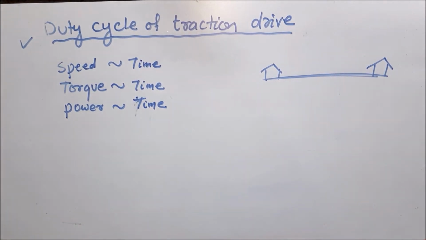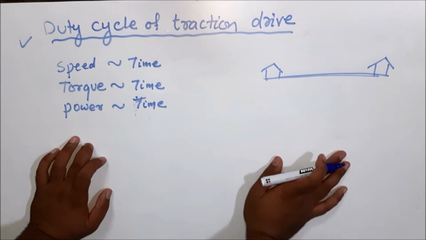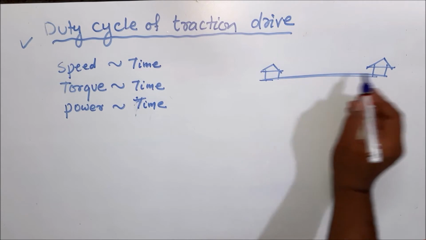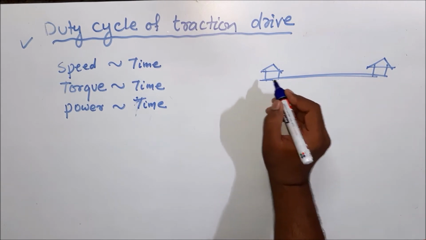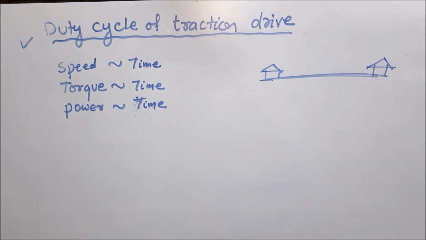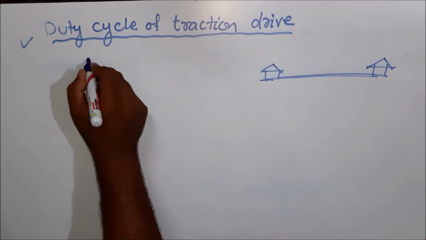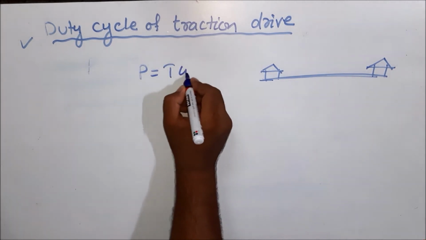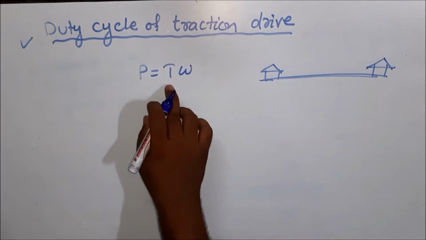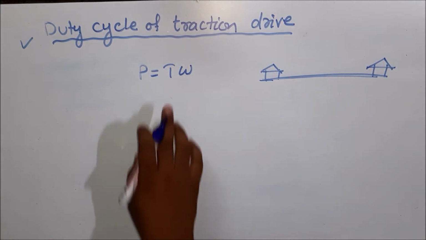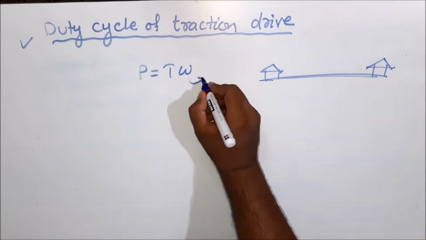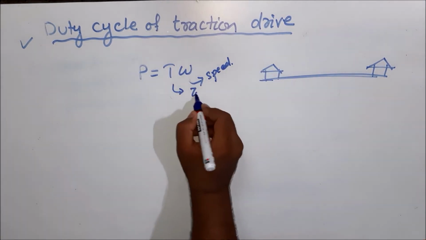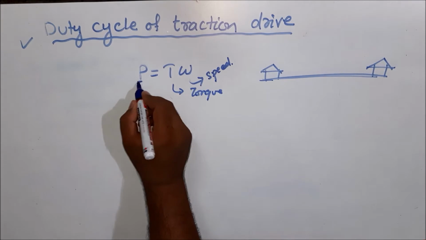Okay, let us consider this is a level track. Level track means there should not be any inclination. Let us consider a train is traveling on a level track from one station to another station, and it takes some time. Power P is equal to tau omega. That means power is equal to torque times speed. This is angular speed, which somehow relates to speed, in RPM. And this is my torque. This is my electrical power.